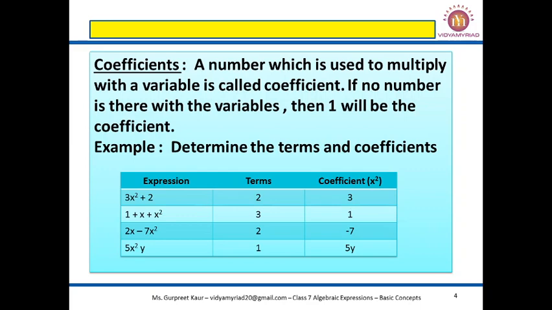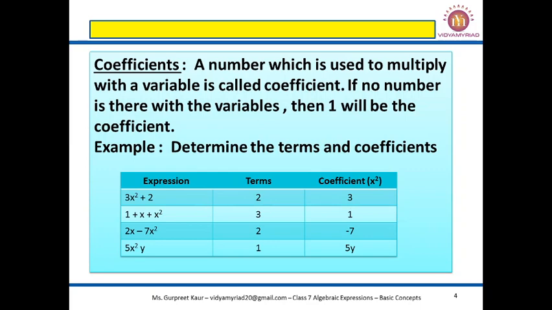The first example is 3x square plus 2. You need to identify the terms. So 3x square plus 2, these are two terms over here. Then you have to find out the coefficient of x square. Now what is there with the x square? You have 3 only. So 3 is the answer. Next example, 1 plus x square. Total they are 2 terms. With the x square nothing is there, so the coefficient is 1. That is what we were saying. If there is nothing with the specific variable, then 1 is the answer for that.